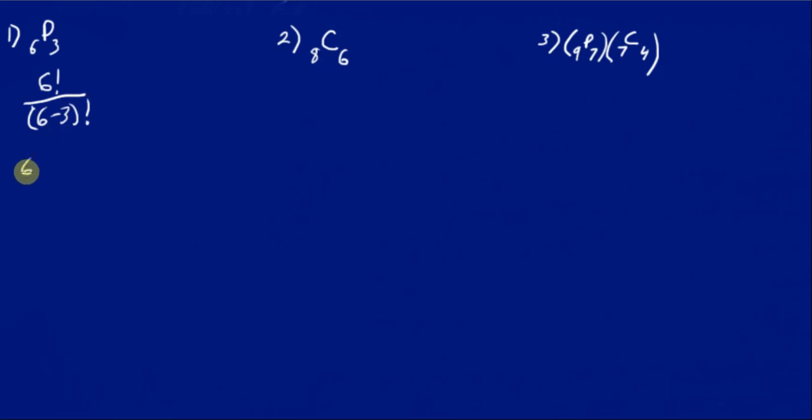So the numerator, I'm going to roll down 6 times 5 times 4 times 3 factorial. And the 3 factorials will cancel out. Therefore, we got 6 times 5 times 4, or 120.